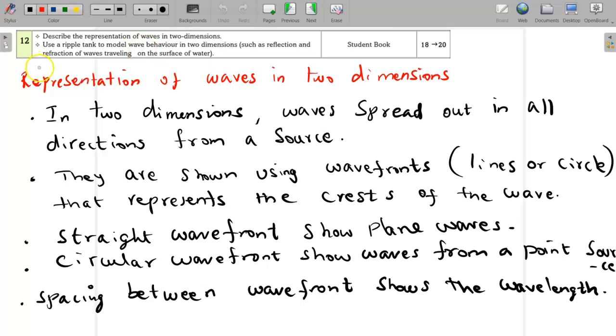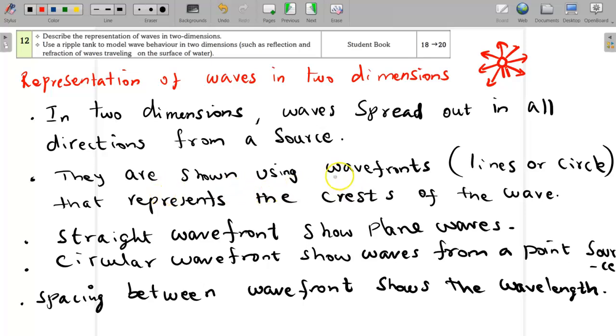Next question. Representation of waves in two dimensions. In two dimensions, waves spread out in all directions from a source. Now you have a source, a light source. From this light source, the light is spreading out in all directions.